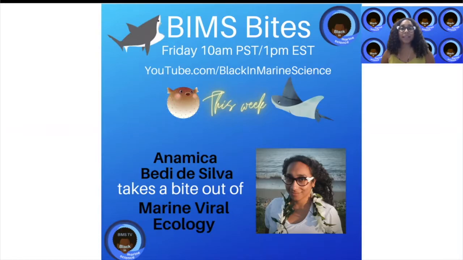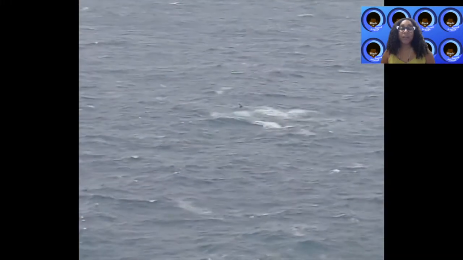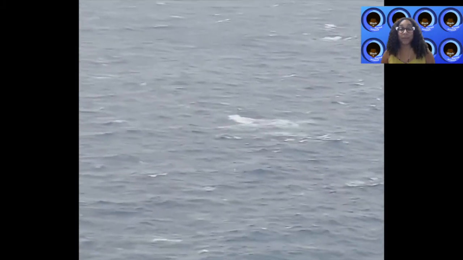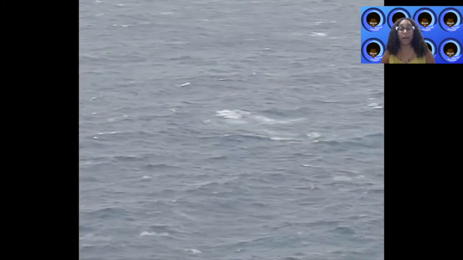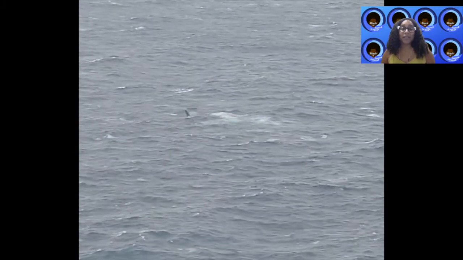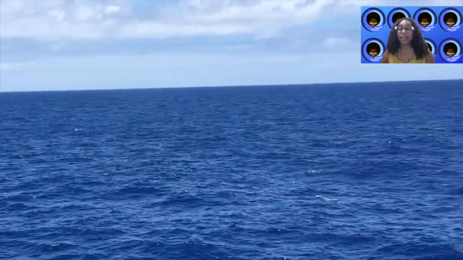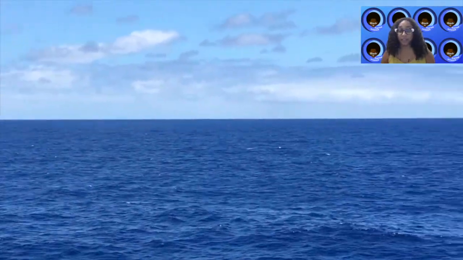And today, I'm going to take a bite out of marine viral ecology. When you think of the biology of the ocean, you might think of a scene like this. This is a humpback whale we caught breaching near the Makapu'u Lighthouse in the island of Oahu. However, there's another scene off the coast of Oahu that I recorded that has just as much biological activity.